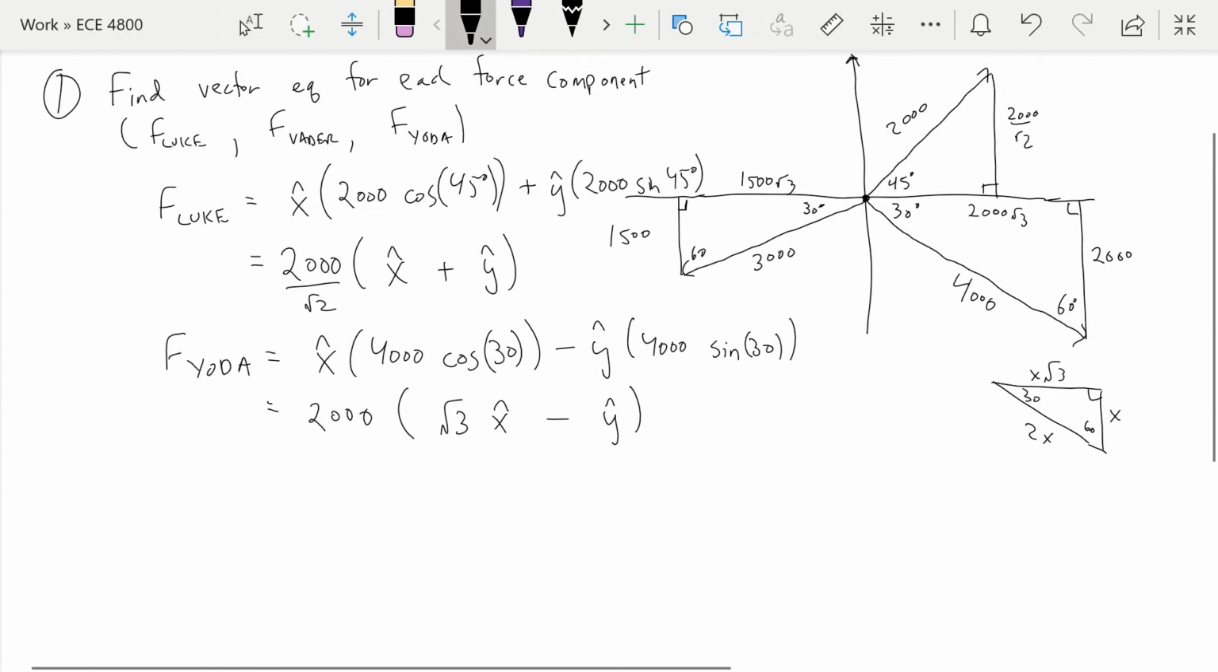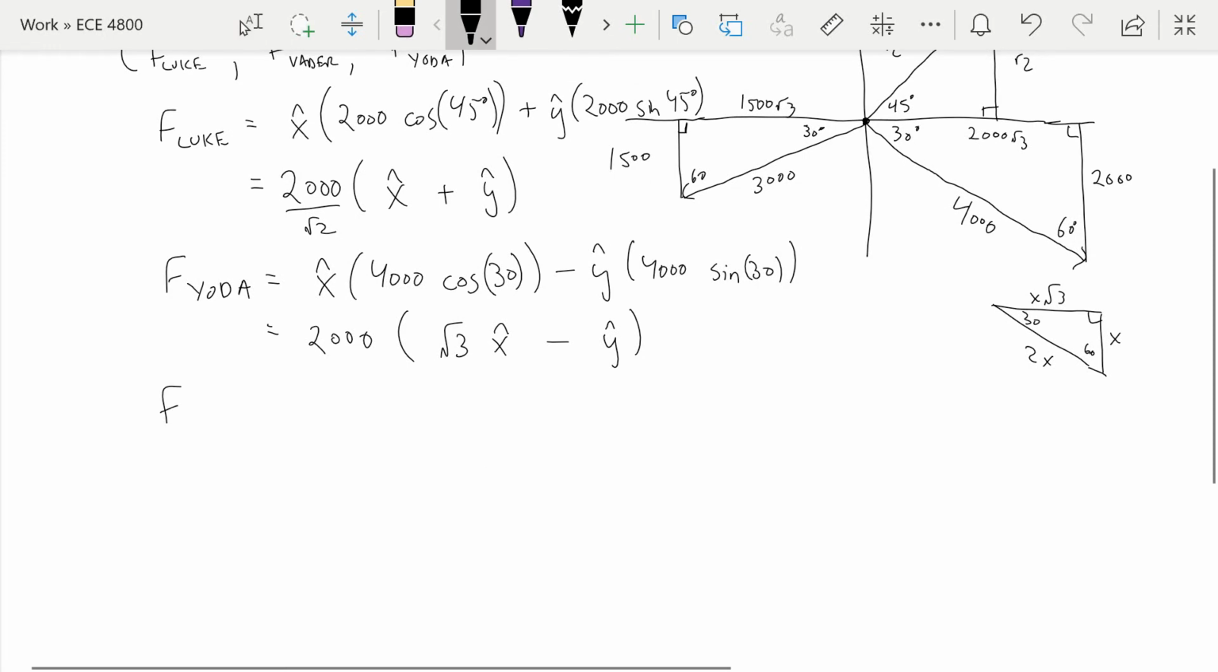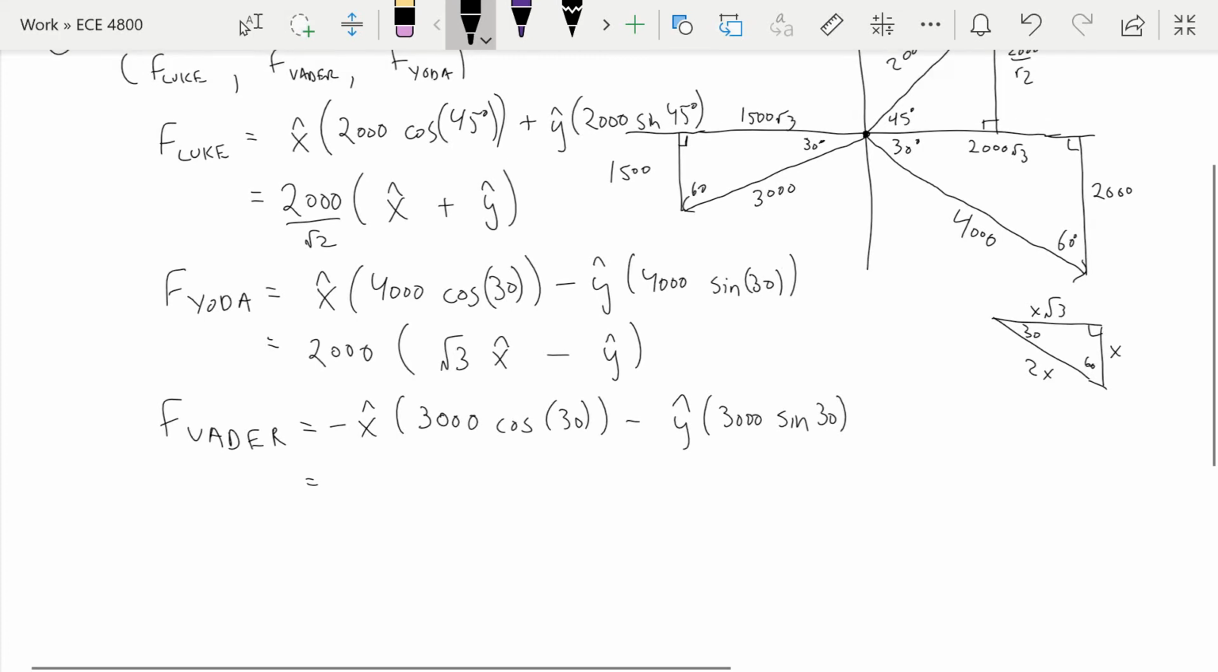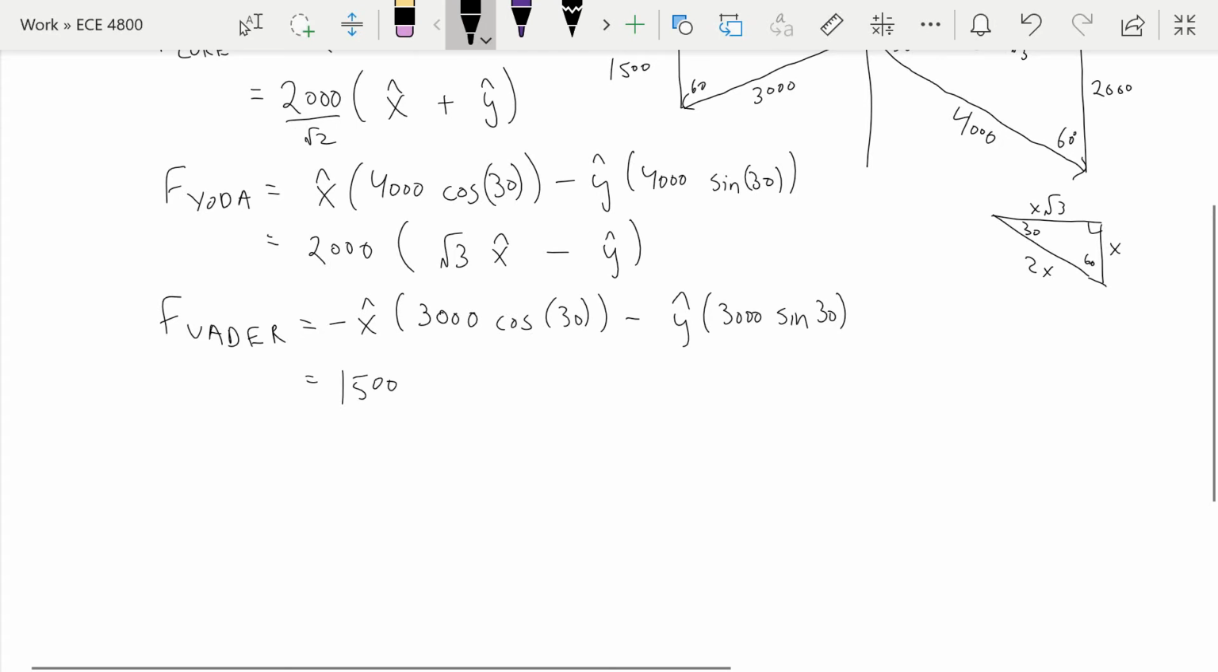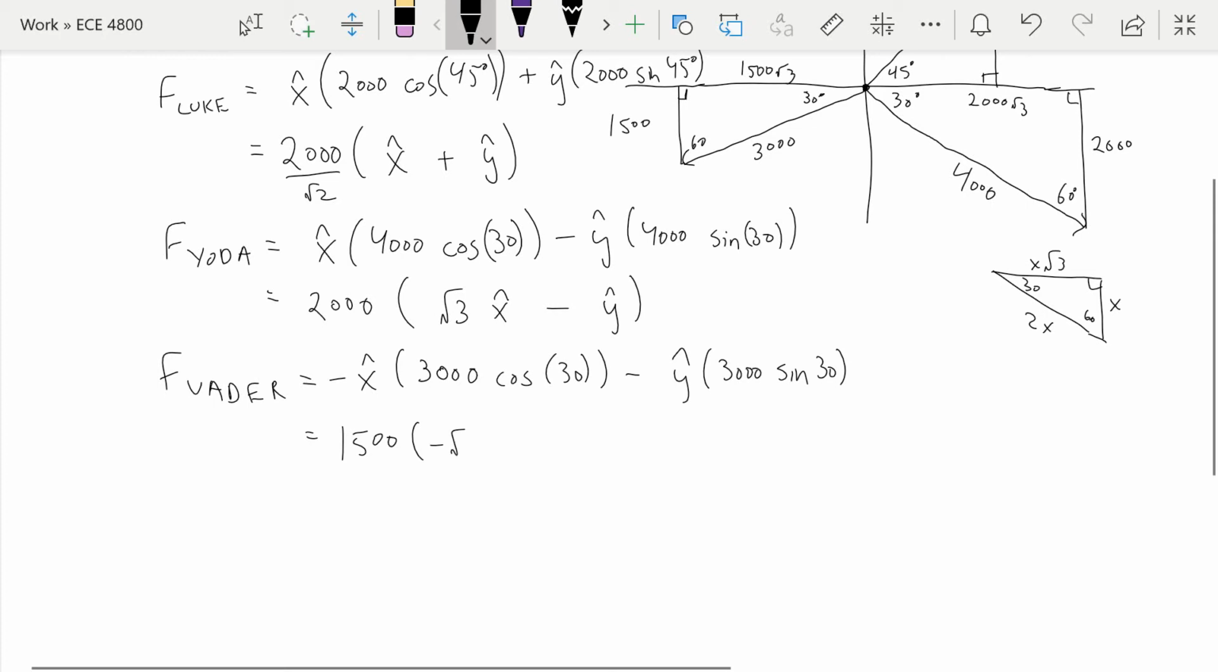And just to totally belabor this, we will just do this mathematically as well, again being mindful of the direction. So we know that this is going to be in a negative x direction and a negative y direction. So let's just put that in there, negative x hat. So this is going to be 3,000 cosine of 30, minus y hat, 3,000 sine of 30. Okay, and the total here is going to be 1,500 negative square root of 3 times x hat minus y hat, like this.